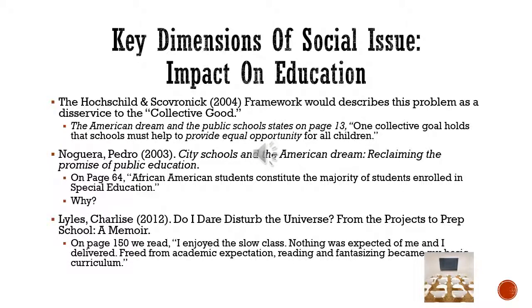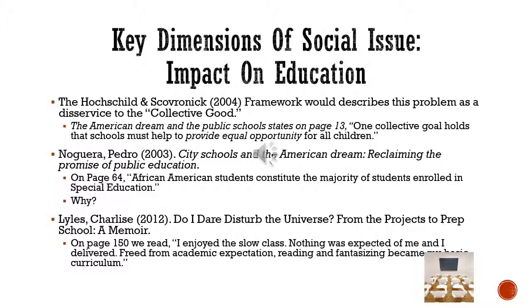To outline this social issue's impact on education, I will explain how the Hochschild and Skowronek framework categorizes this phenomenon. Then I will give examples from both the Noguera and Lyle's texts that iterate the impact this social issue has on the education of minorities.